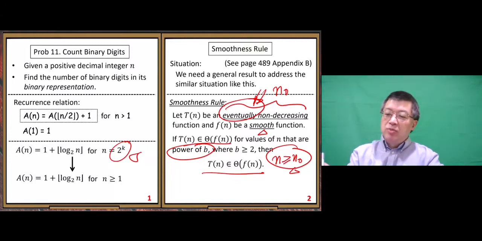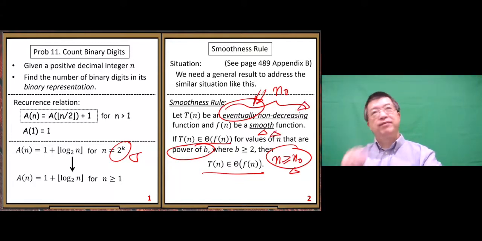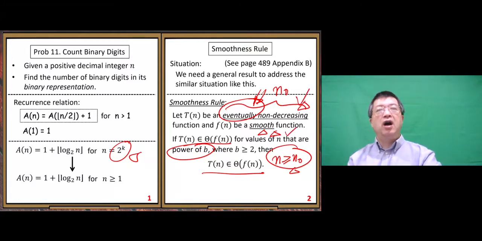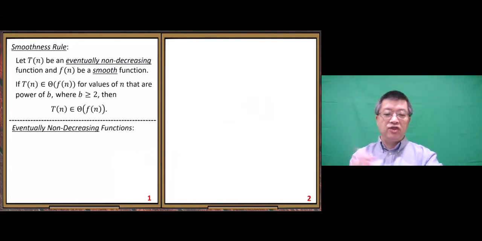But I need to explain these two concepts. Then, after you understand that, you can apply this theorem. But the first one is easy, but the second one a little hard. Let's look at the first one, eventually non-decreasing function. That's pretty straightforward.